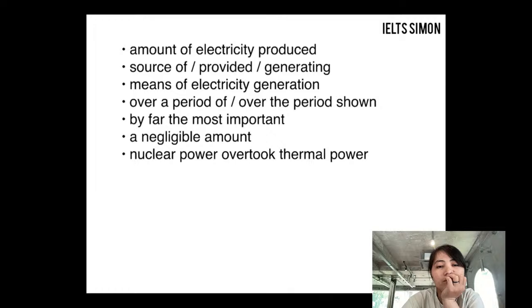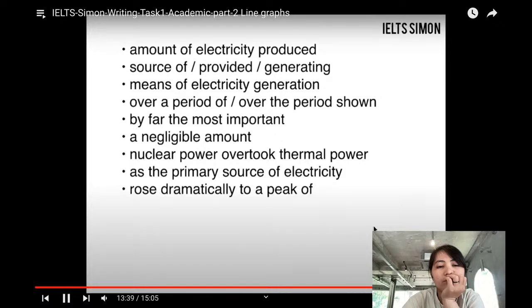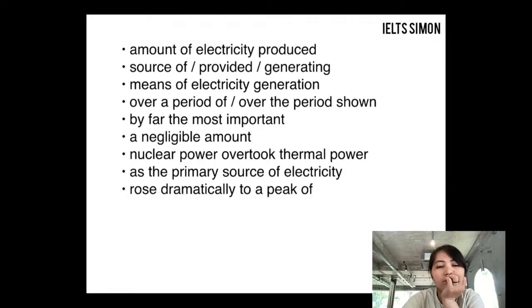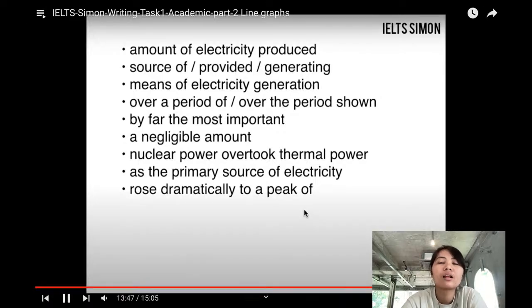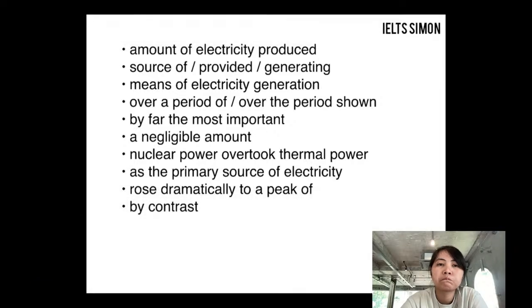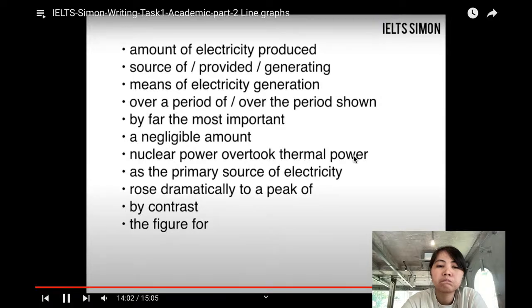Nuclear power overtook thermal power. When I said it went above, it went past as the most important source. As the primary source of electricity, primary source is good, that means it's the main one. Rose dramatically to a peak of. When you're describing lines on a graph, you're going to use this increase and decrease language. By contrast, we did some comparing. The figure for, instead of always saying the amount of electricity produced repeated many times, you can just say the figure for nuclear power or the figure for thermal power.